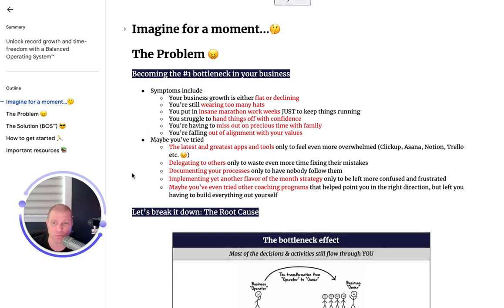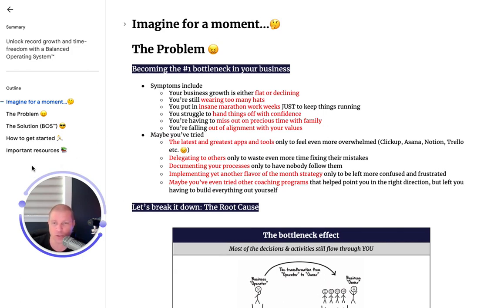And maybe you've tried some things already, such as the latest and greatest apps or tools, things like ClickUp or Asana or Notion or Trello or the latest flavor of the month tool, only to feel even more overwhelmed and confused. Maybe you've tried delegating to others only to waste even more time fixing their mistakes. Maybe you've tried documenting your processes only to have nobody follow them or pay attention. Maybe you've tried implementing yet another flavor of the month strategy from a podcast, book, or YouTube video only to be left even more confused and frustrated.